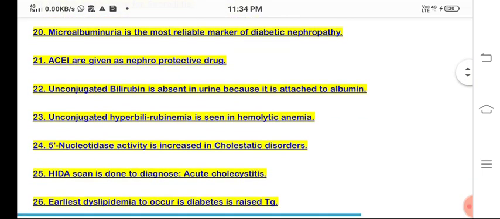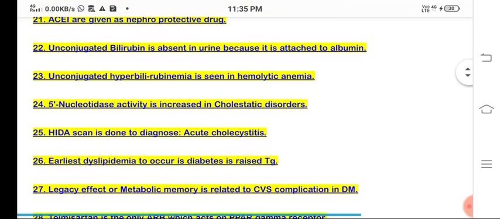Microalbuminuria is the most reliable marker for diabetic nephropathy. ACE inhibitors are given as a nephroprotective drug. Comment me why. Unconjugated bilirubin is absent in urine because it is attached to albumin. So in the options, which of the following you won't get in the urine is unconjugated bilirubin.